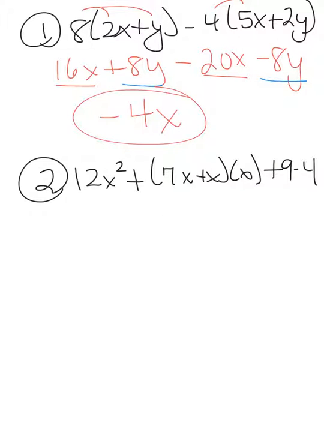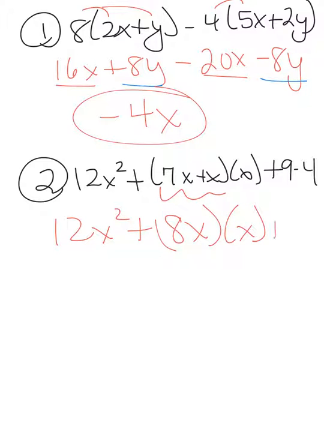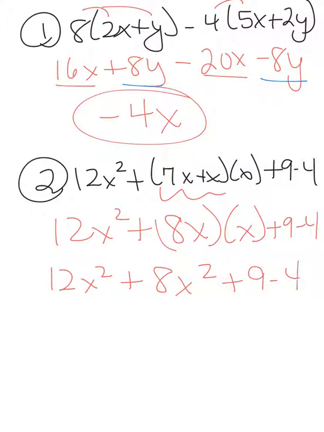In number 2, again, I have parentheses, so I have to clean that up a little bit. So I have 12x squared plus, now right here, 7x plus x, they're like terms, I can combine them. So that gives me 8x. And I'm going to multiply that by x. And I have plus 9 minus 4. So I just have to clean that up just a little bit. So I have 12x squared plus 8x times x gives me 8x squared plus 9 minus 4.